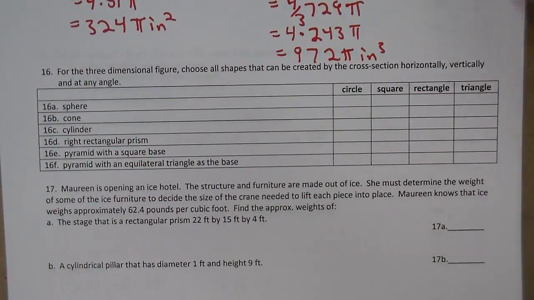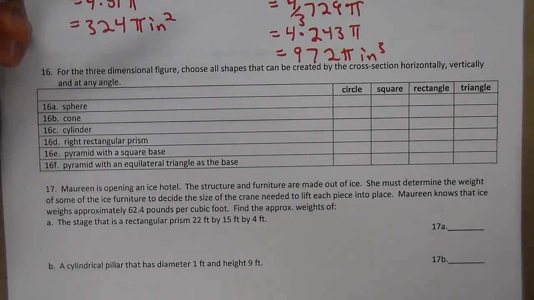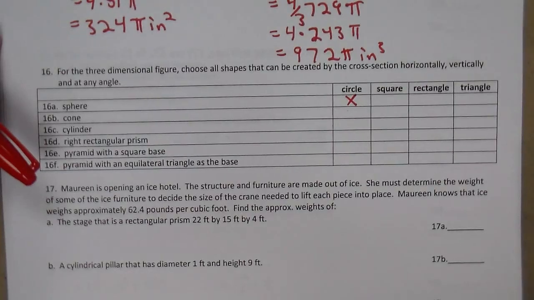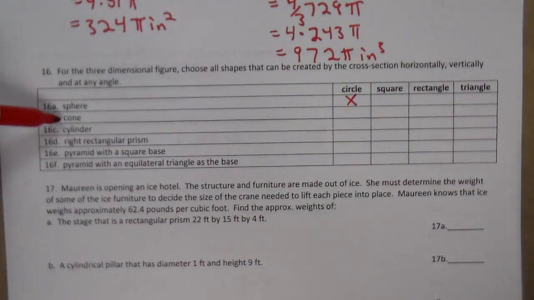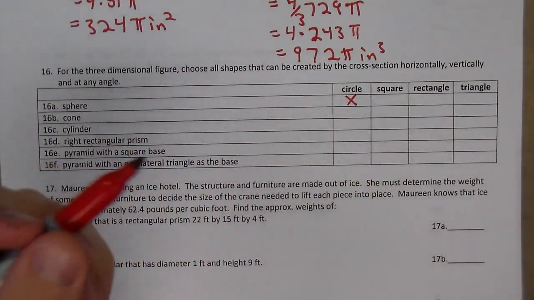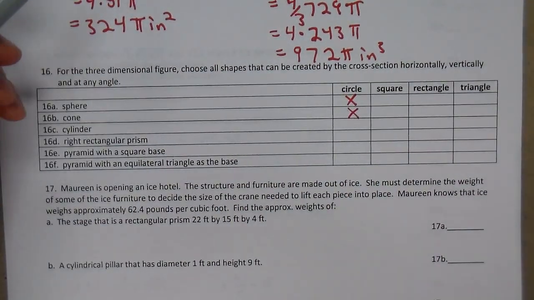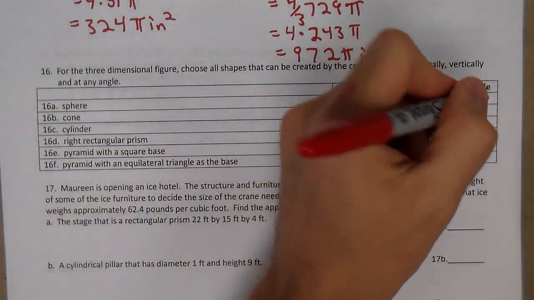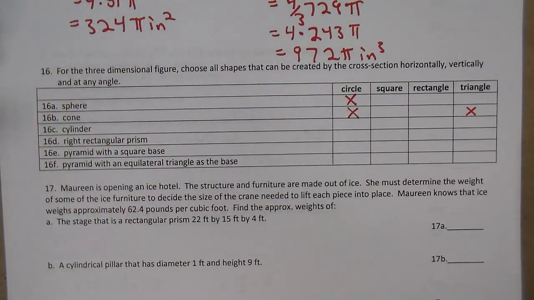Now for 16, we're looking at a 3-dimensional figure. We need to choose the shapes that can be created by the cross-section horizontally, vertically, and at any angle. So let's start with the sphere. No matter how I cut a sphere, I'm going to get a circle. I'm not going to get any squares, rectangles, or triangles because I don't really have any edges. Now for a cone, if I cut straight across, I'm going to get a circle. If I cut down from the very top, at the vertex, I could get a triangle. There are other shapes, but not really any others.